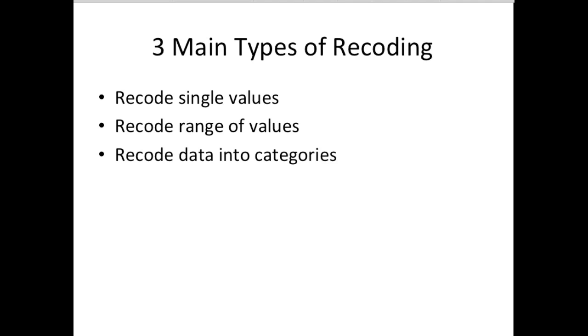There are 3 main types of recoding that we are going to look at. We can recode single values, ranges of values, and data into categories.